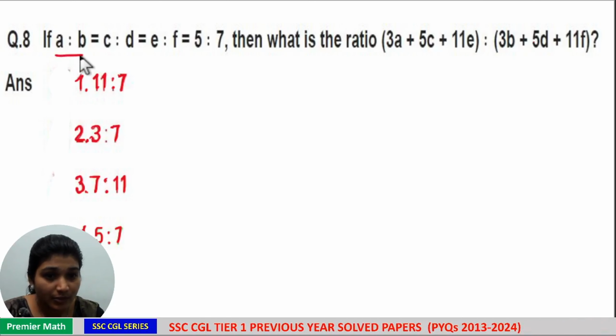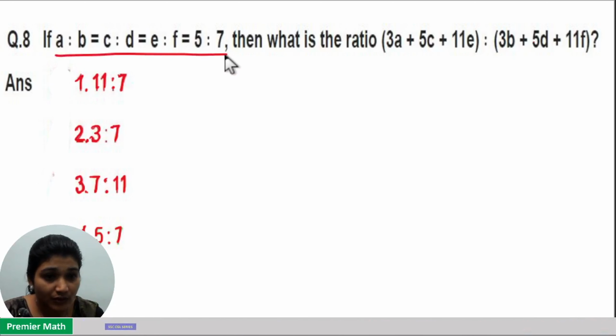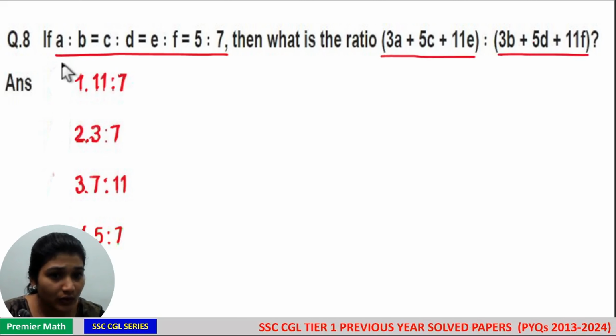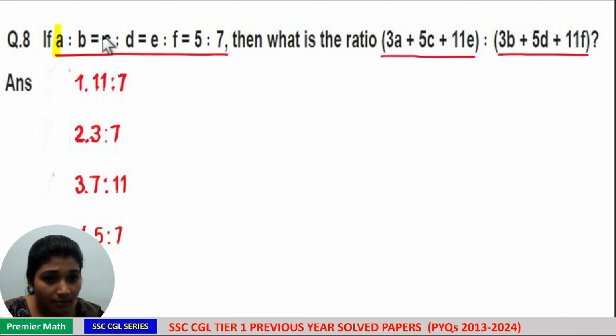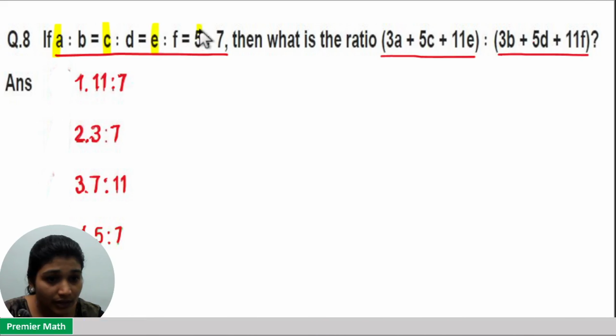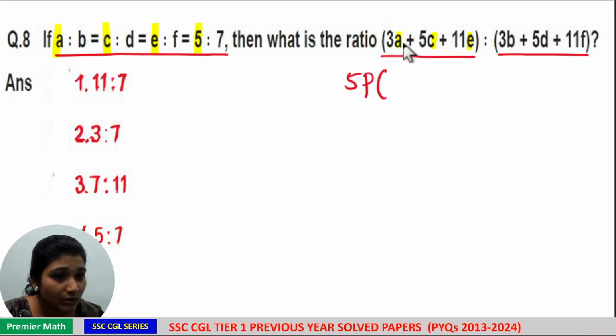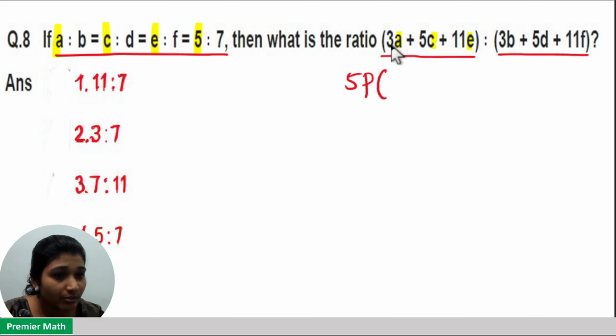Here A is to B equal to C is to D equal to E is to F is 5 is to 7. Then what is the ratio of 3A plus 5C plus 11E is to 3B plus 5D plus 11F? Here, if you look, the A part, C part and E part are all equal to 5 part. So all are 5 parts. So take the 5 part common from 3A plus 5C plus 11E, because A, C and E are 5 part. Now the remaining is 3 plus 5 plus 11, which is 11 plus 8, 19.